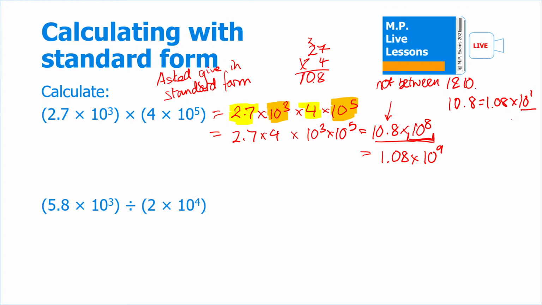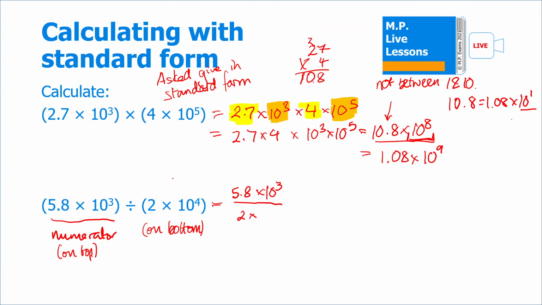Another example could be this. It's probably better to write it as a fraction. So this is the numerator on top. So we have 5.8 times 10 to the 3. On the bottom we have 2 times 10 to the 4. And we can highlight each bit again that we can combine together or handle. So the normal numbers like 5.8 and 2, we could just handle easily. And we can deal with the powers together here, the 10 to the 3 and 10 to the 4.